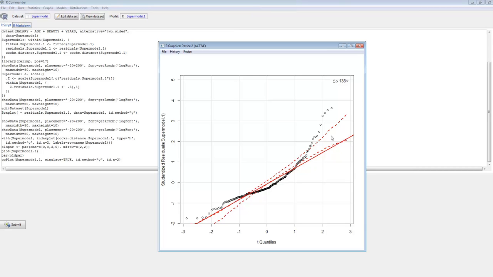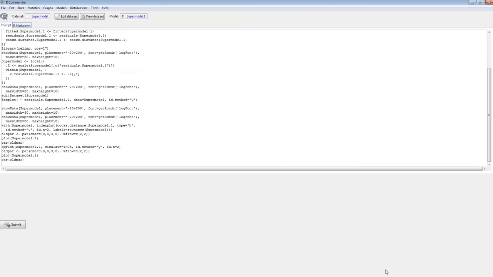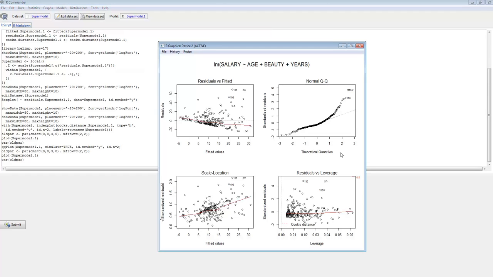And we can see that the standard errors, which would help us make an estimate about the population, are actually deviating away from that in this QQ plot. Let's go back to the basic diagnostic graphs and look at the residuals versus fitted graph.